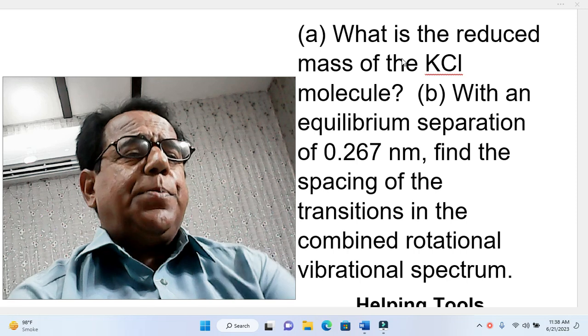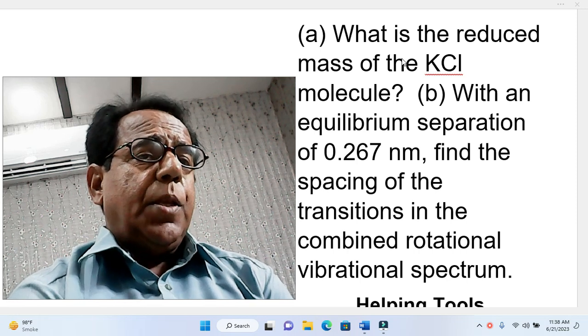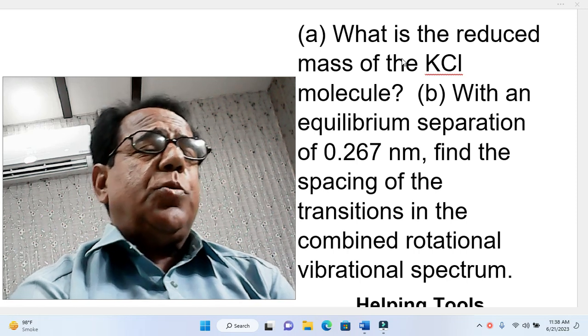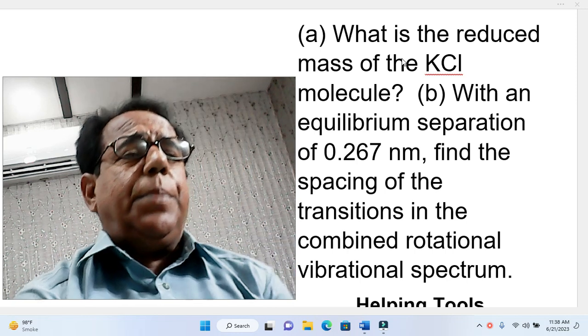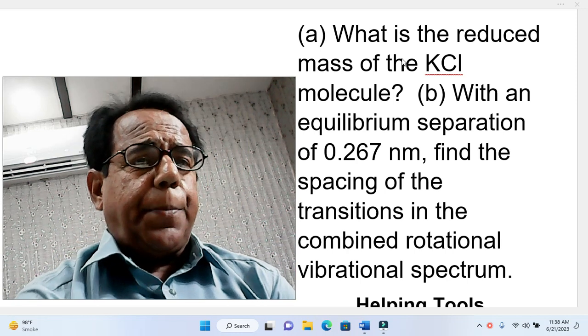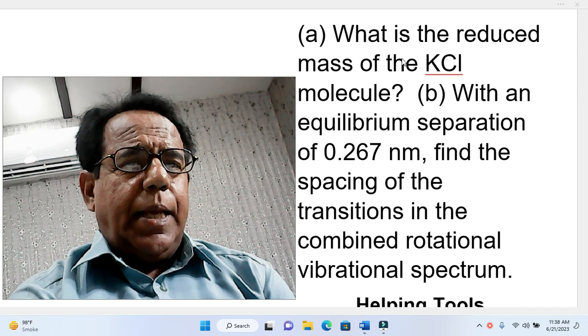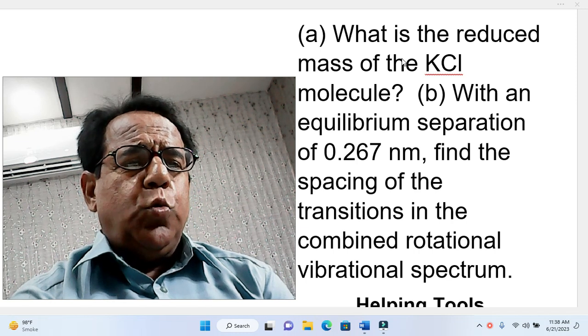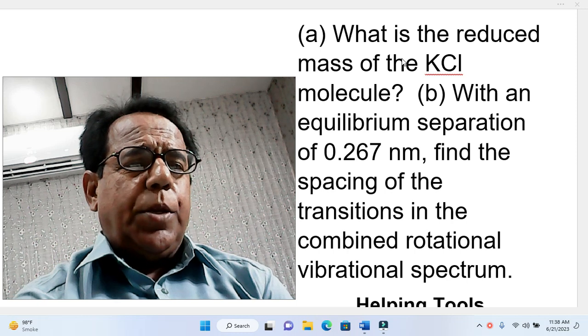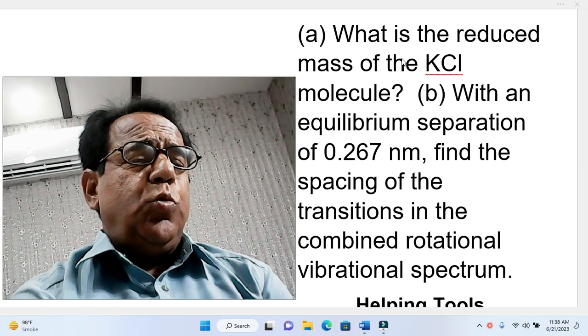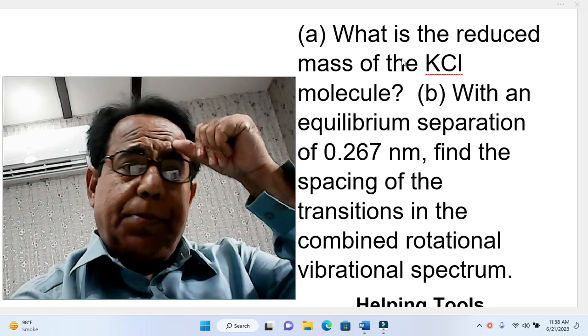This is our next problem, chosen from the book Modern Physics by Kenneth S. Crane. This problem has two parts, A and B. So as usual, we first come to its statement.